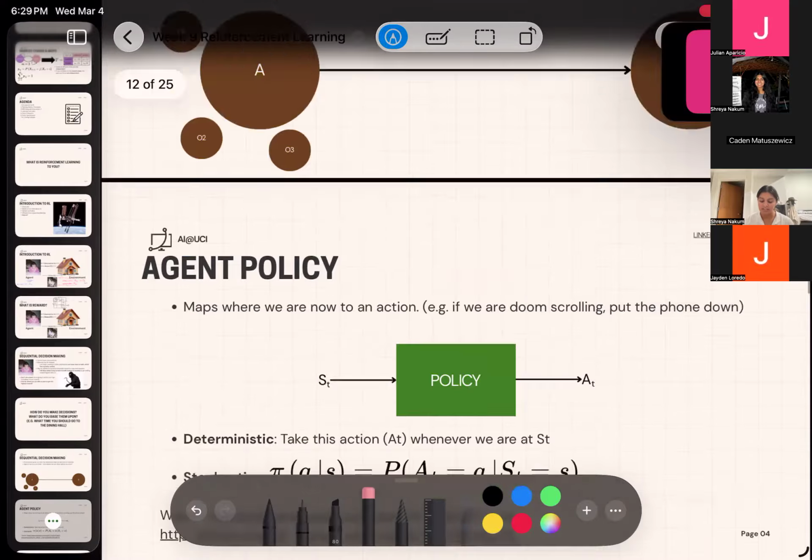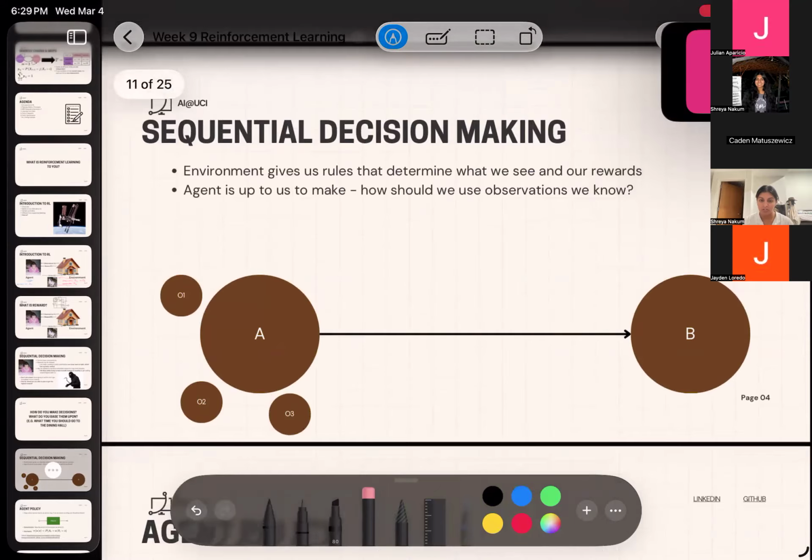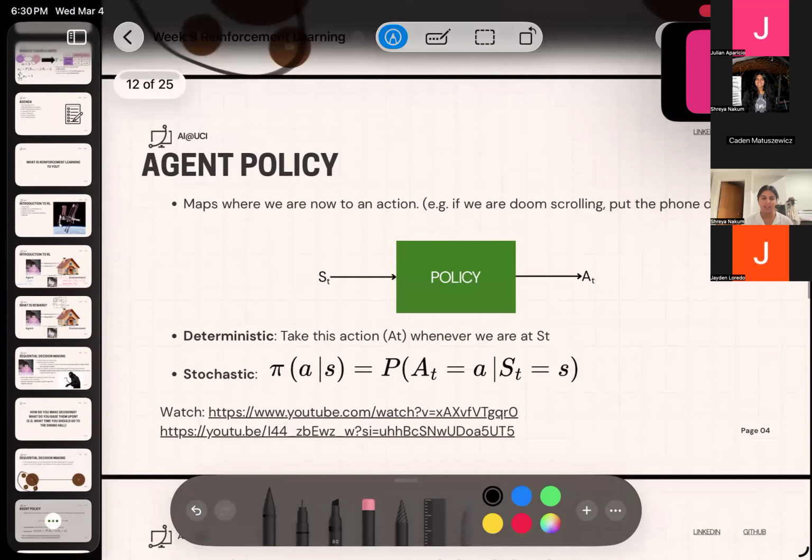The idea of policy is this sequential idea that you can take either just, if I'm at this state, always take this action, or you can do the idea we talked about earlier, where you use your previous observations to make decisions, saying that given that I'm at this state and maybe my previous state, what action should I take? Or given that I'm at the state in which observation I have, what action should I take? That's the idea of policy here.